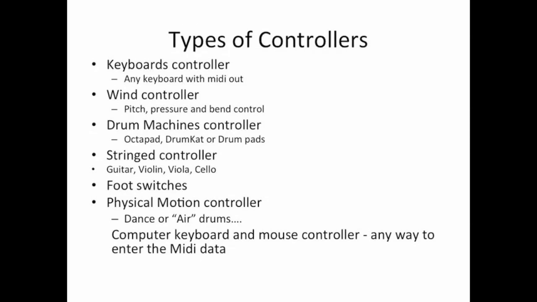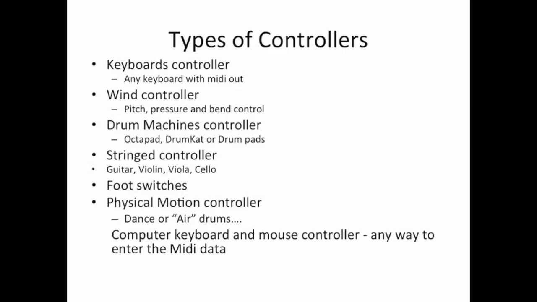All that kind of stuff can be captured in MIDI. Drum machine controllers, Octapad, Drumcat, drum pads, they all work too. So if you hit the pad harder or quieter, it captures different performance information. And then later you can change the sounds of what drum you want to use.